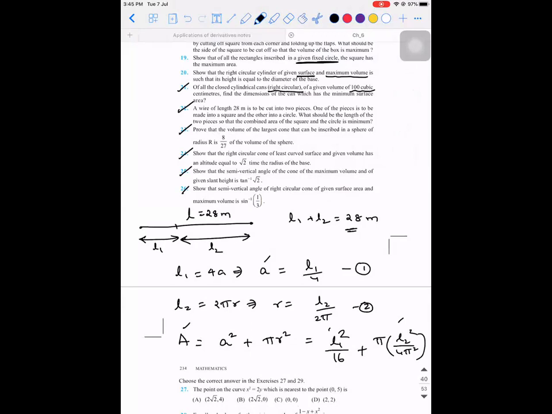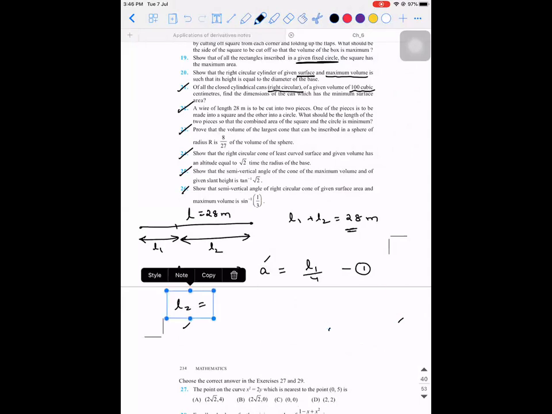Done? Yes, sir. Okay, so we'll go to the next problem. Try framing the equations.